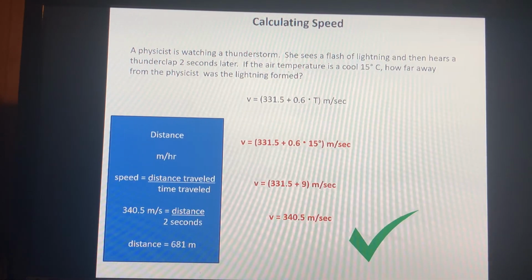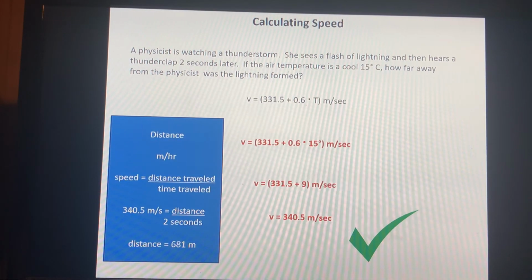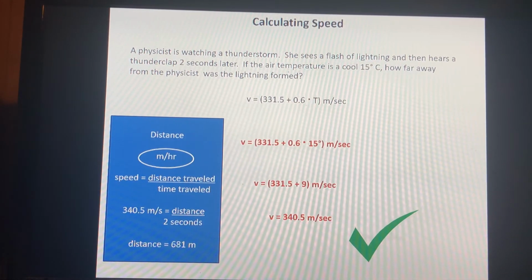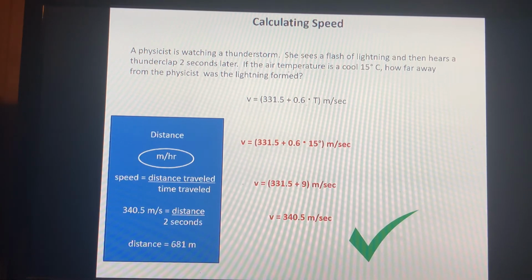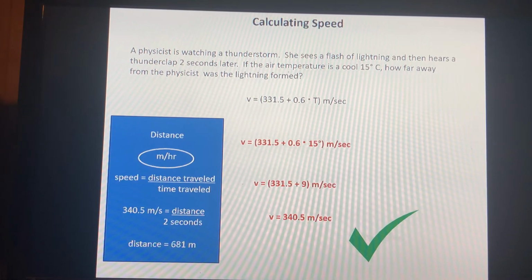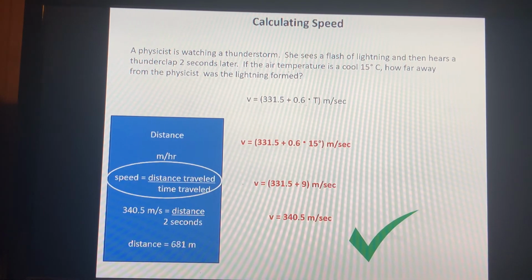First of all, I want you to remember that if you forget the speed equation, all you have to do is remember miles per hour. We drive all the time, and we talk about our distance in miles per hour. And when you remember miles per hour, then you're going to remember that speed is a distance divided by a time. So speed is the distance traveled divided by the time.